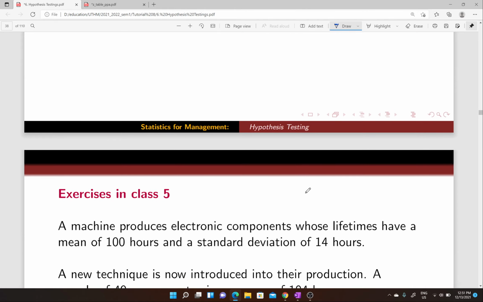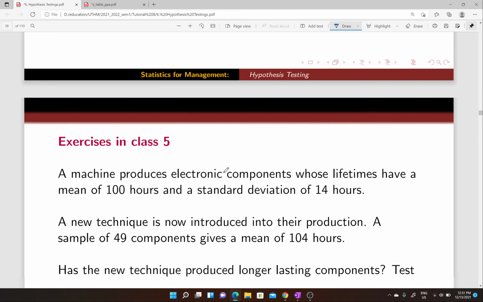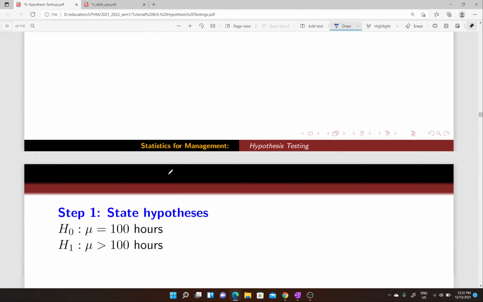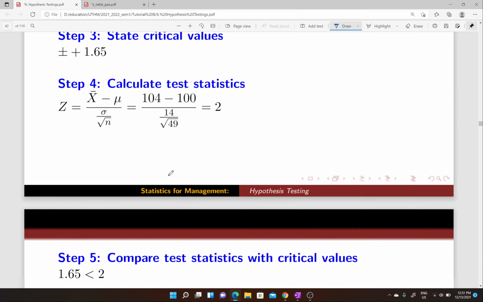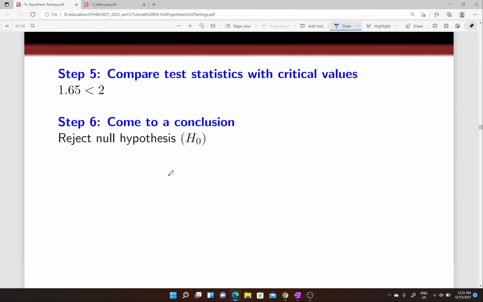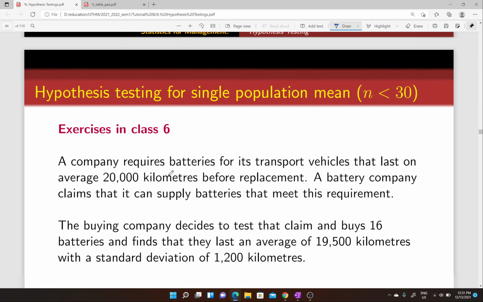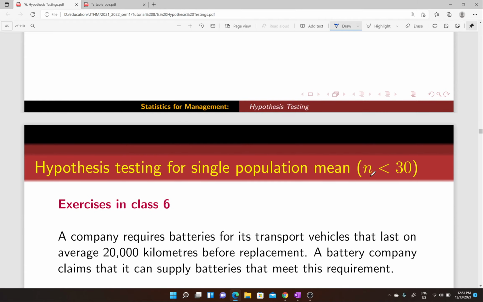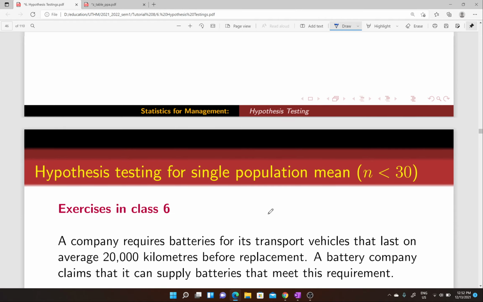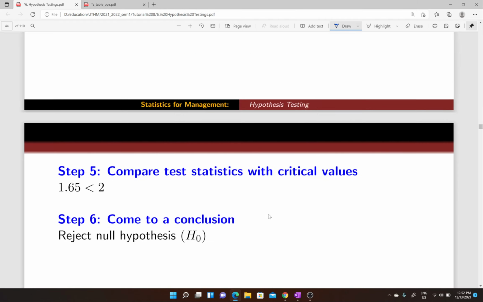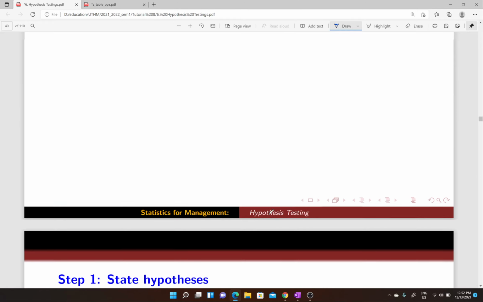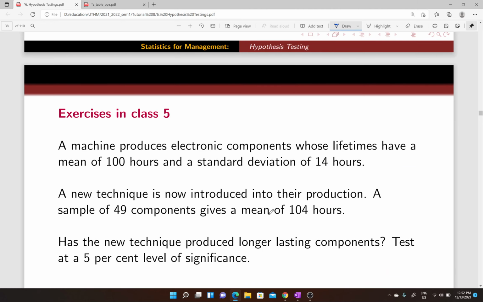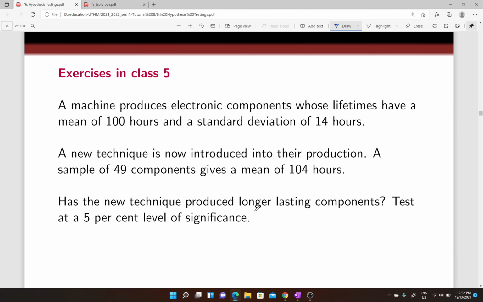And for the exercise in class 5, you can try yourself. I think after that, next class we go through n. If n is less than 30, then what do we have to do? So this exercise in class 5, you try first. Next class on Sunday I will give you the answer. You can check the answer.